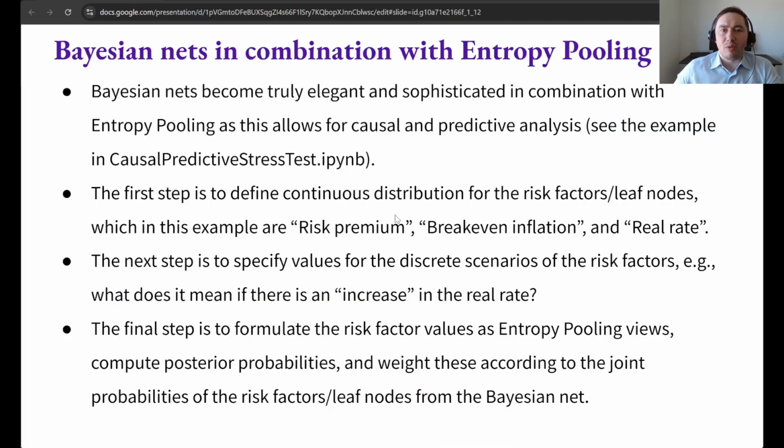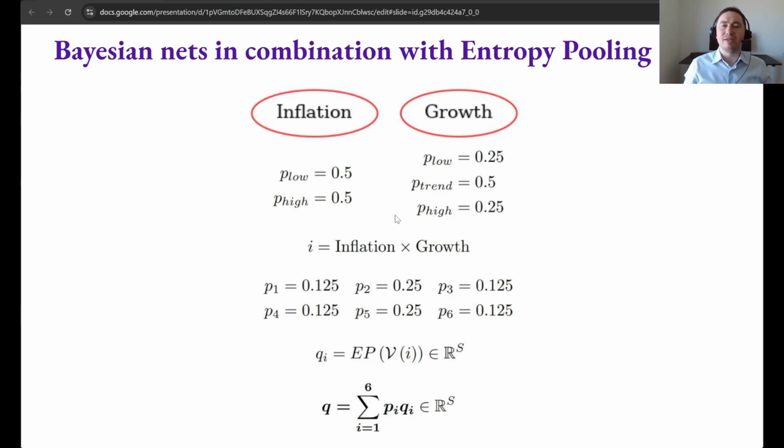So just to give you some idea of what actually happens with the mathematics in this framework, we can imagine that we have a very, very simple Bayesian net where we just have two nodes at the end, which is inflation and growth. And here you can see that this example has discrete Bayesian networks or discrete variables, and they can have different numbers of states. So inflation, for this example, we say it can be low or high, and for economic growth, it can be low, trend, or high. So basically, then we assign some probabilities to each of these states.